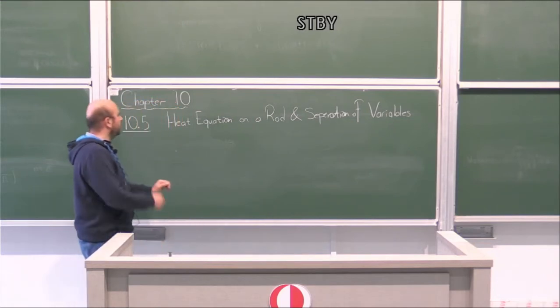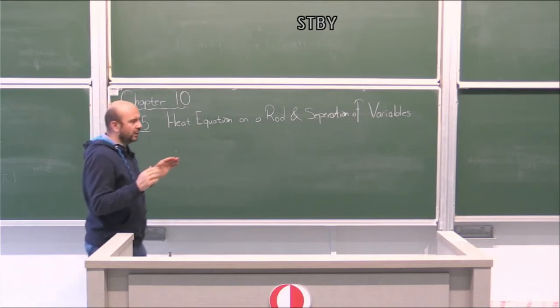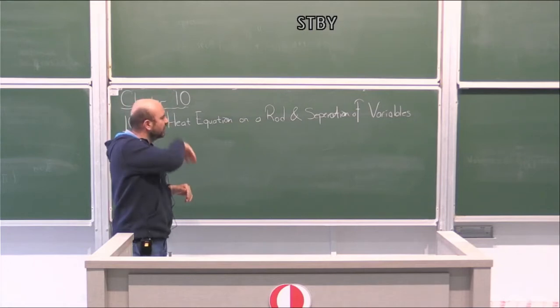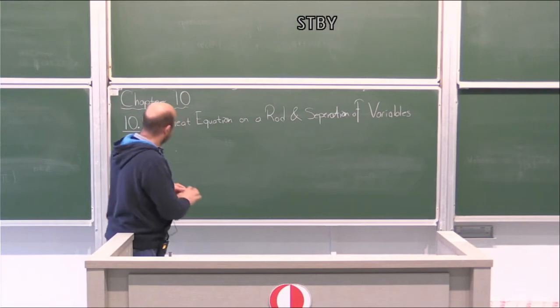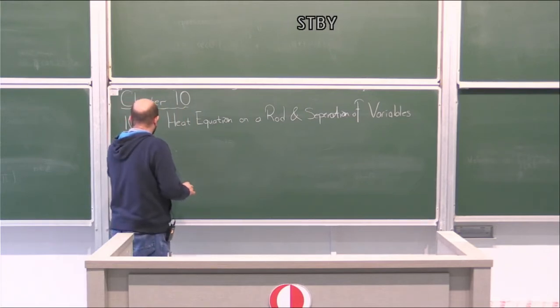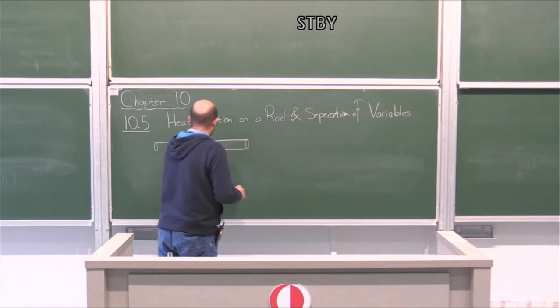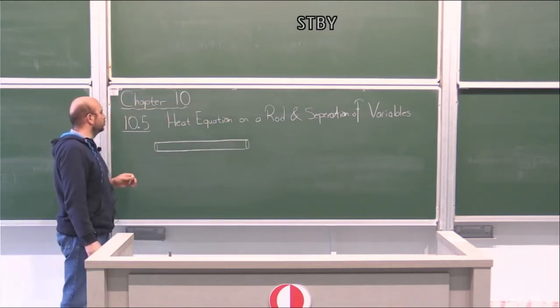Okay, so heat equation on a rod. So rod, you can think like it's like a stick, and we want to understand how heat distributes and how heat changes on such an object. So basically our problem is the following. You have a rod or a stick, and we want to understand the heat distribution or the temperature distribution over this. But we will always think the following way.